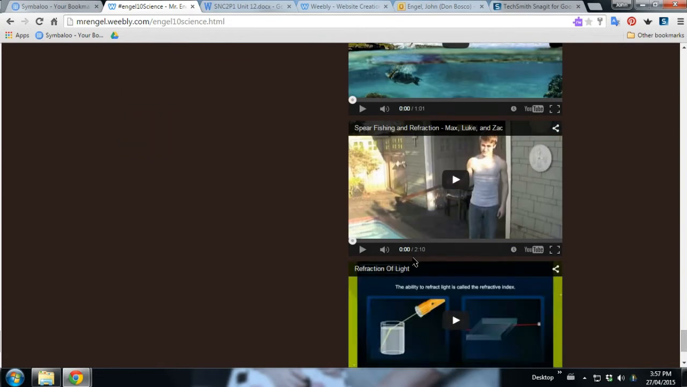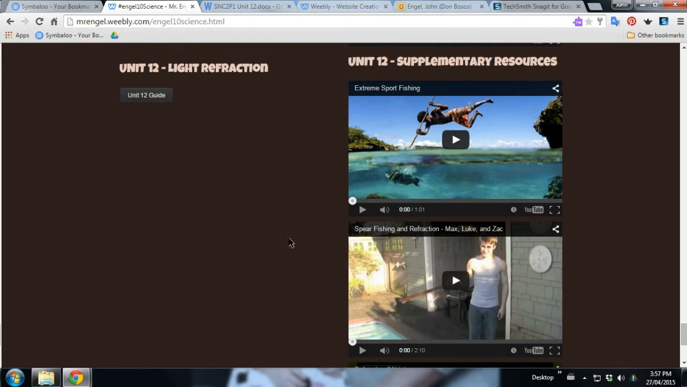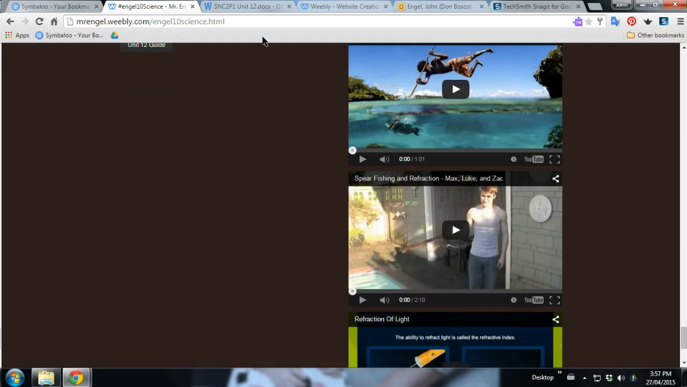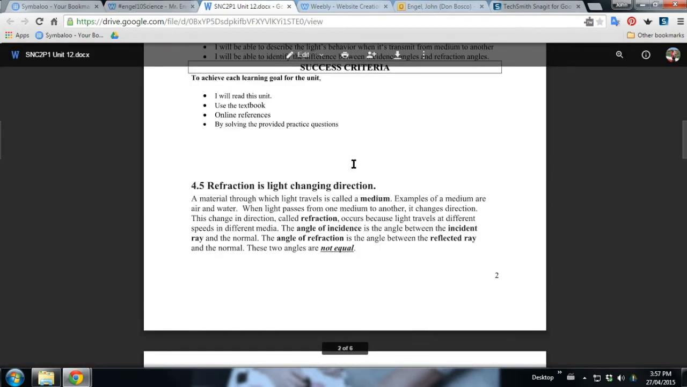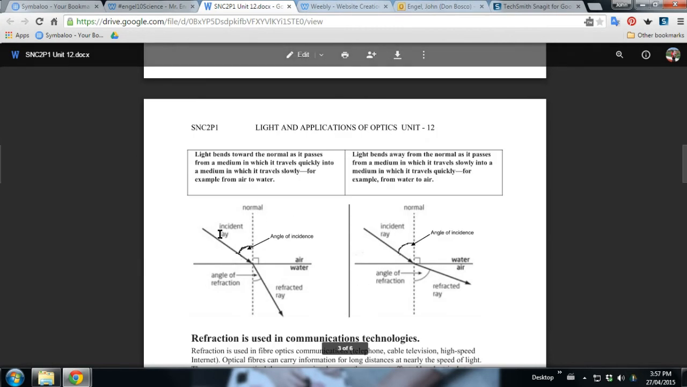And I'll show you these videos. It's actually kind of cool. We're going to do an experiment in class. We're going to do it with a pencil and a thing of water. So we'll get clear on that. But basically, we're going to learn what all the science is behind the refraction. You need to know these two images right here.